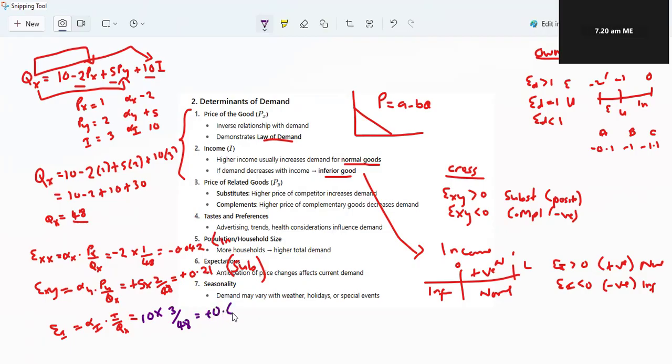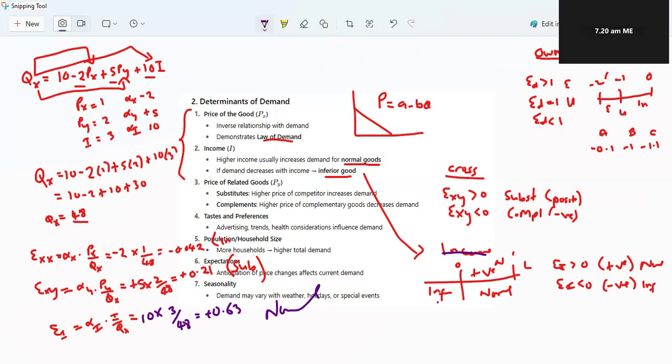Okay. What is your comment on this? It's a substitute. No, in terms of elasticity of income. There are only two parameters on income. If it's a positive, it should be a normal good. If it's a negative, it's an inferior good. It's a normal good, exactly, yes. All right, normal good. Is it clear now?